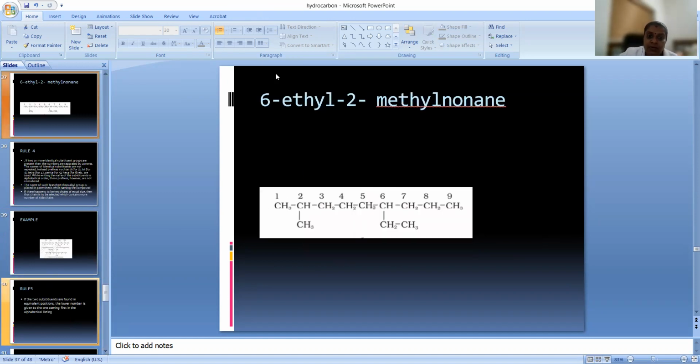If you are looking at this, you can see that we have understood all this. In this way we have to number. So at the second position and the sixth position, two branches are there. This branch consists of one carbon atom, so it is called methyl. This branch consists of two carbons, so it is called ethyl, right? This is called ethyl. So how will we name it?